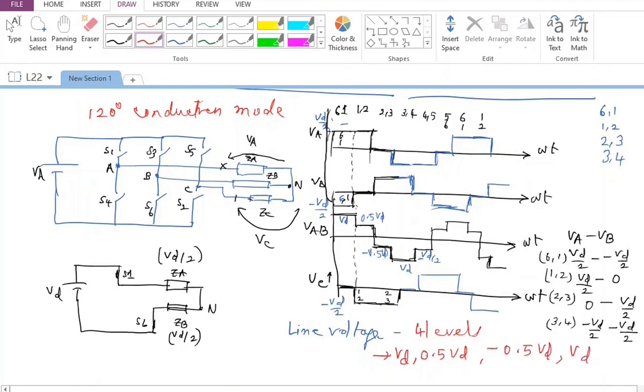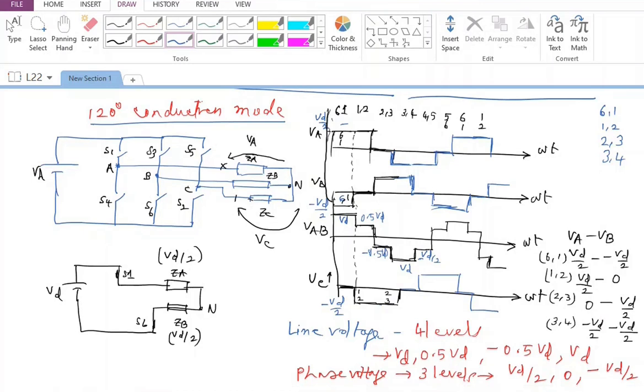So line voltage has 4 levels, whereas if I look at the phase voltage, VA or something like that, VAN or VBN and all, I'm going to have 3 levels. The 3 levels are VD by 2, then 0 and minus VD by 2. These are the 3 levels. So in the star connected load configuration with 120-degree conduction mode, I have line voltage having 4 levels, whereas phase voltage having 3 levels. So this is the working corresponding to 120-degree conduction mode.